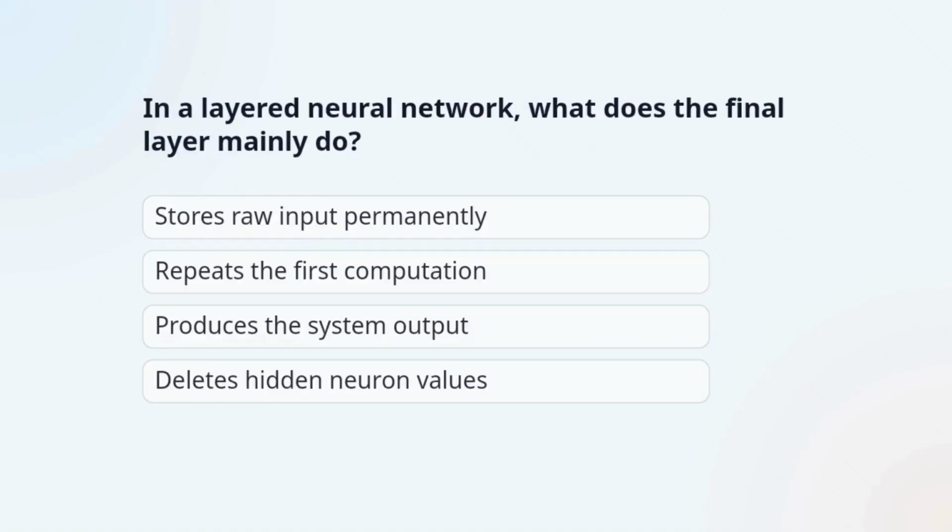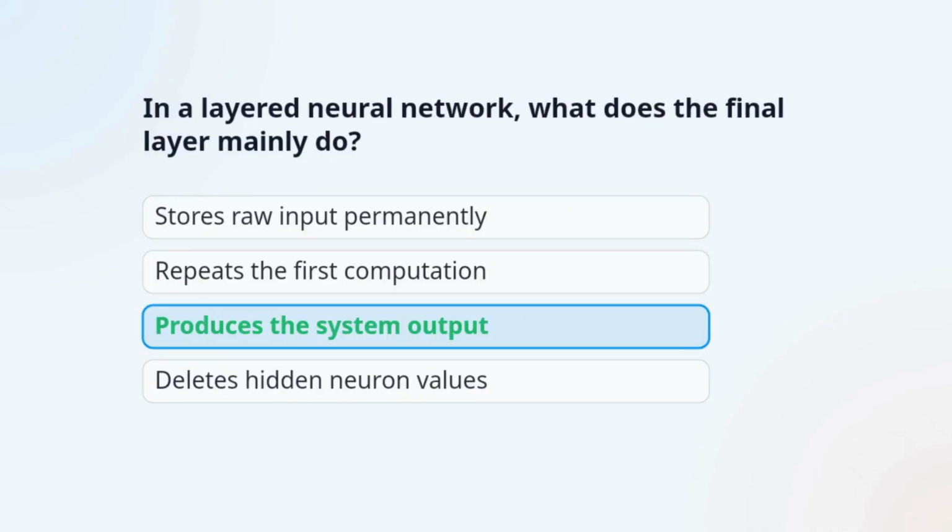Question 3. In a layered neural network, what does the final layer mainly do? The correct answer is, produces the system output. The last layer converts processed information into the final prediction or output of the network.